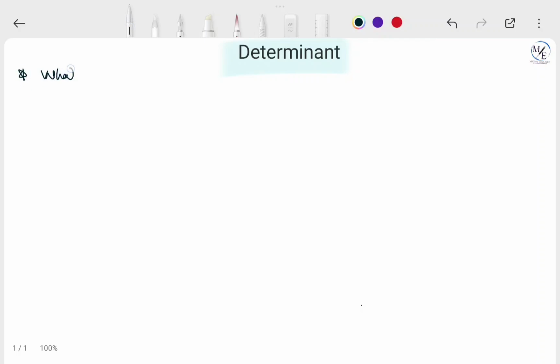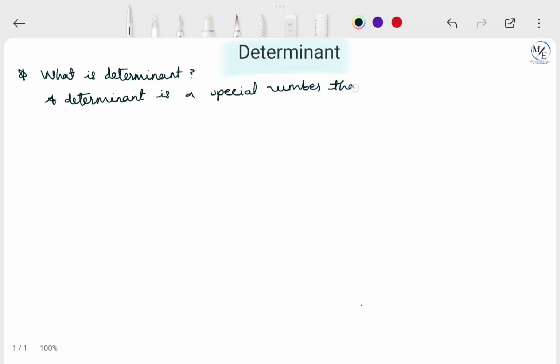So, first question is, what is determinant? The answer is, a determinant is a special number that you can calculate from a square matrix.